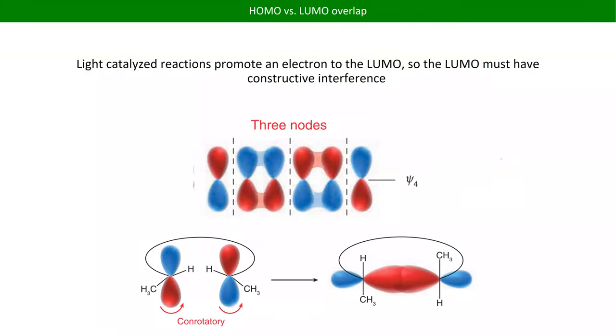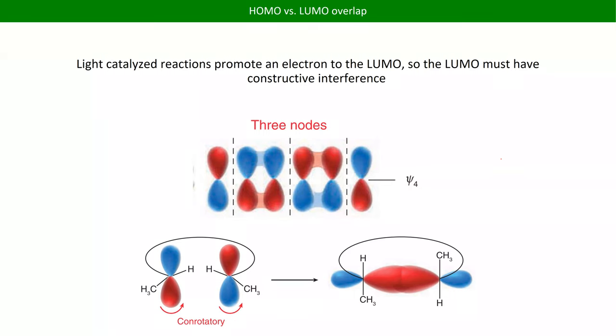So the ones that are at the end are opposite phase to each other. Which means to get them both to rotate properly, to get the red to overlap with the red, they both have to be rotating clockwise, or both have to be rotating counterclockwise, which gives you, in this case, the trans product.